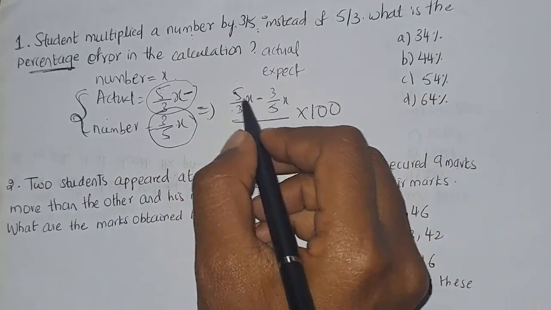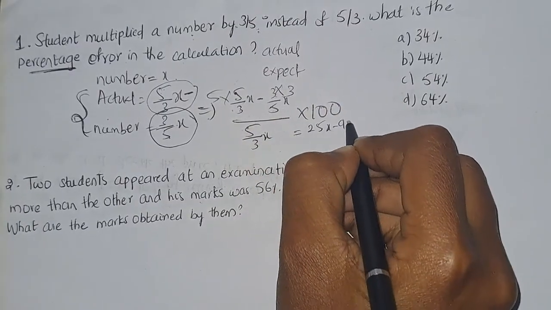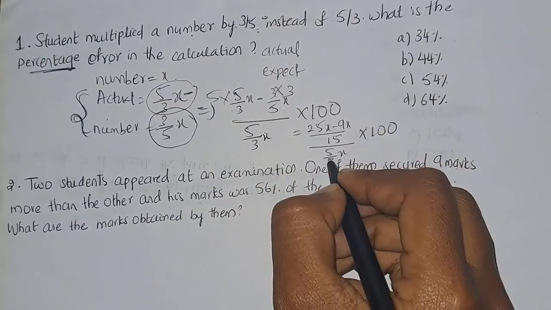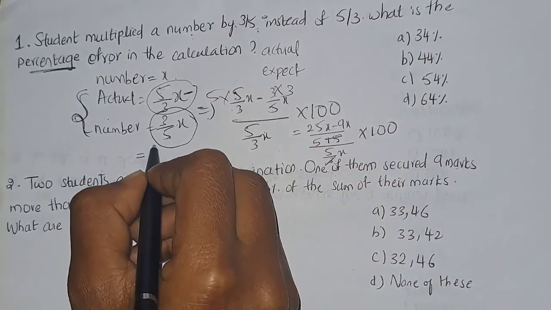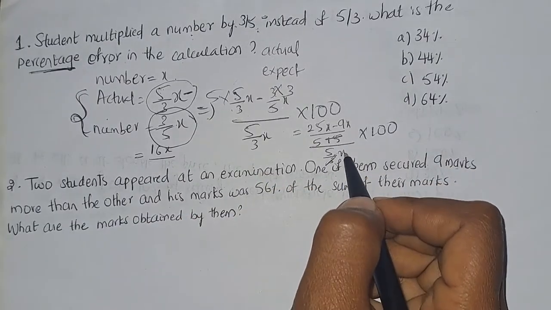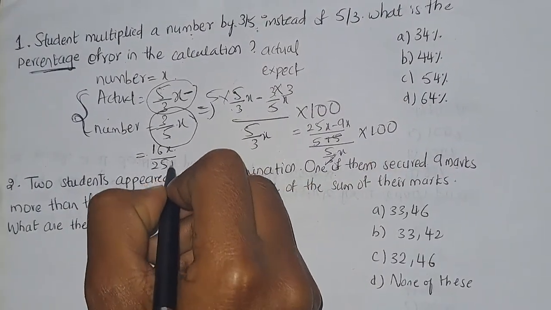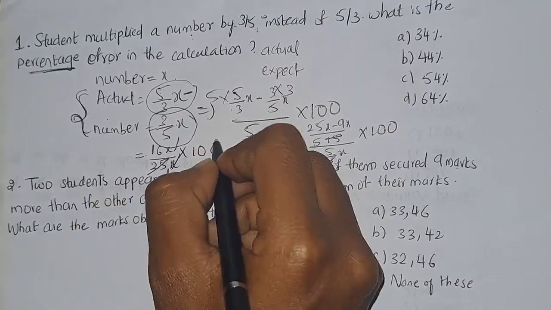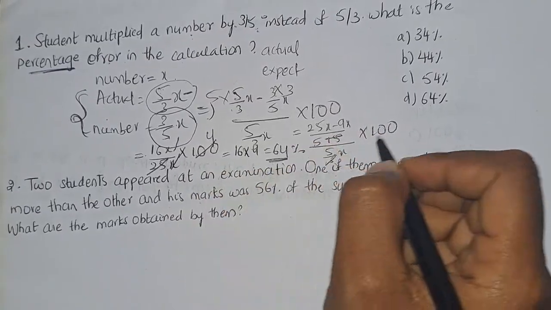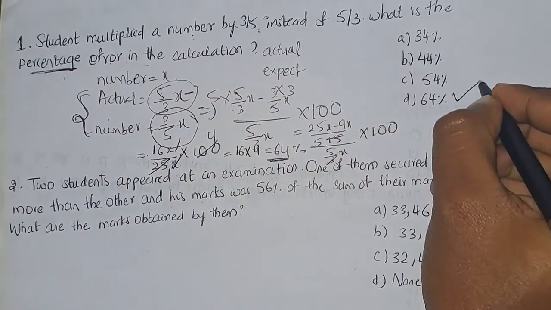Now what you will get is 25x minus 9x by 15, divided by 5 by 3x, into 100. So here the 3s and 5s cancel, and again you will get 16x by 5 into 5, that is 25x, into 100. The x's cancel, and 25 into 4 ones and 16 into 4 is 64. That is 64% is your answer. So that means a 64% error is there in the calculation. So your option is D.